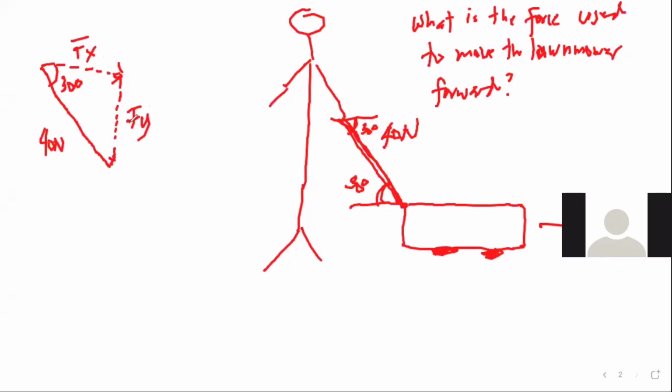Okay, let's draw it. There are two components of the force, as you can see, because the force that the gardener applied on the lawn mower is angled at 30 degrees. So definitely, there will be two components of the force. We have the force in the x and the force in the y-axis.